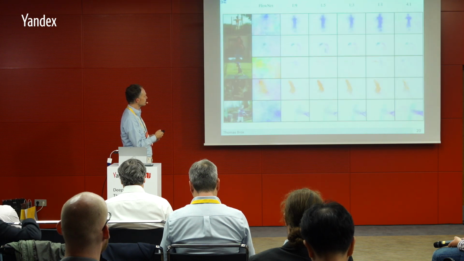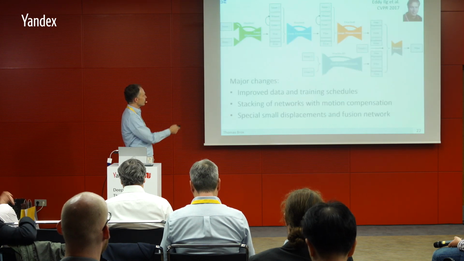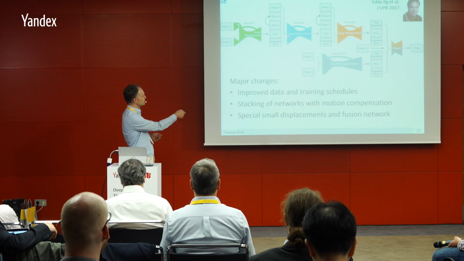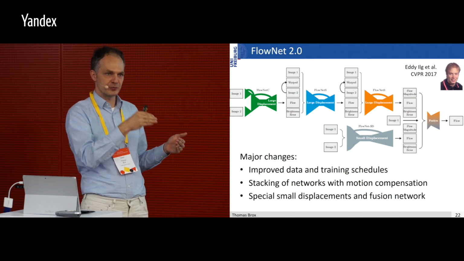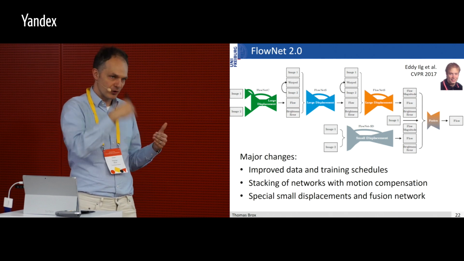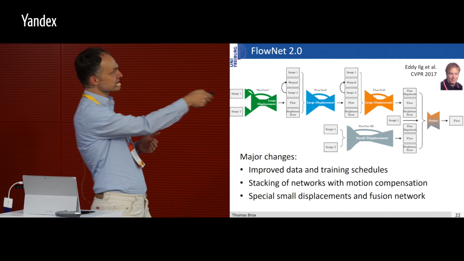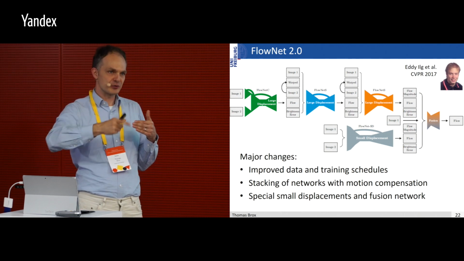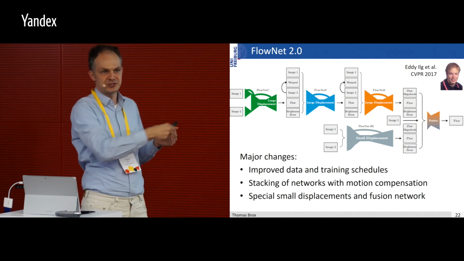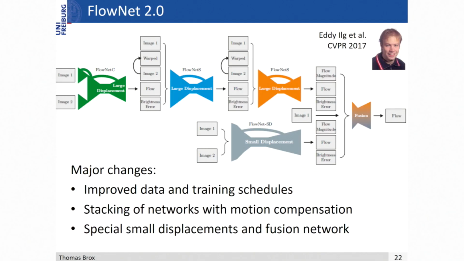We also tried to have, instead of stacking, some recurrent architecture, and it was considerably worse. So it's really helpful to learn new parameters because the task is different. Here you have the motion compensated image and you have to reduce the remaining error, whereas here you get 2 images and you are supposed to estimate a large displacement flow field. So these are 2 different tasks, and if you have separate weights, it helps.